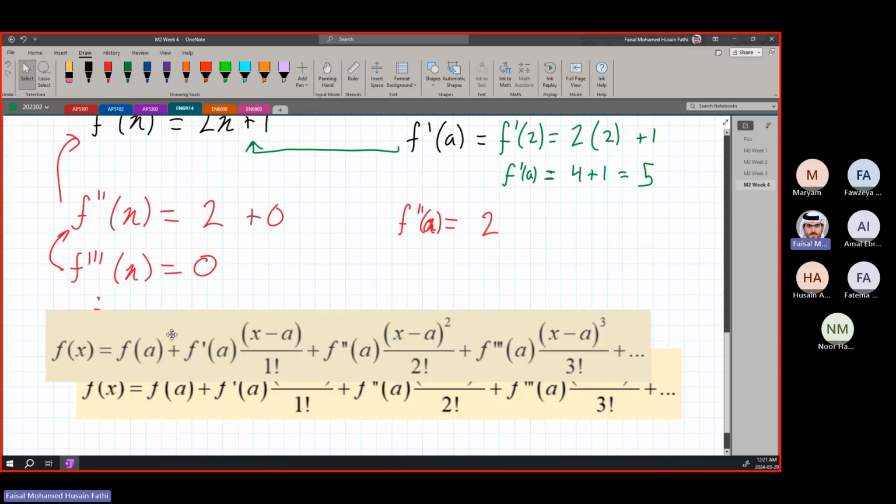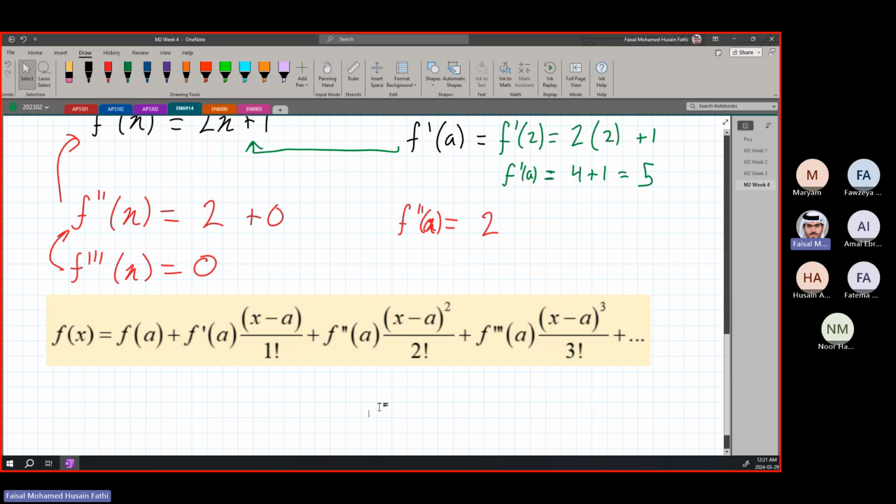I believe this equation will be given in the exam. I'm 95% sure they're going to give you this equation in the exam. Just double check with your tutor.